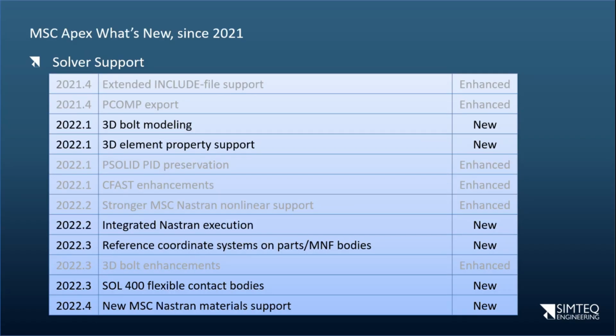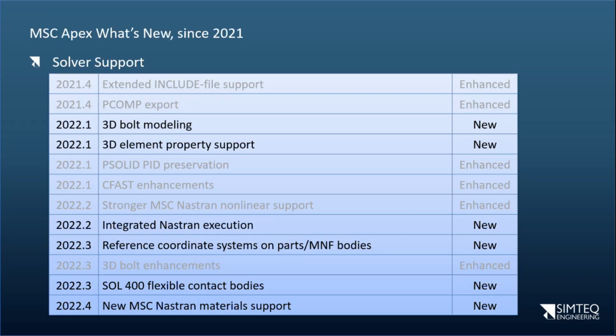Can't remember exactly what it was of the 3D element properties that were added there, but we can look into that. Then the PSOLID PID preservation, the CFAST enhancements we mentioned earlier, stronger MSC Nastran nonlinear support, integrated Nastran execution. This was also quite a useful one, that you didn't need to export your BDF anymore to solve the job with Nastran. You can now directly execute it as you've probably always been used to before.